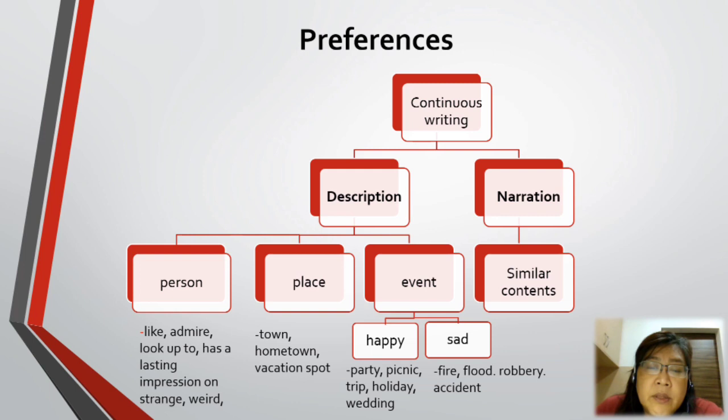A place is normally a description of a town, hometown, or a vacation spot. And for events, there are 2 types: happy and sad. For happy events, you can write about a party, a picnic, a trip, a holiday, or a wedding. And for sad events, there are examples like fire, flood, robbery, or accident.